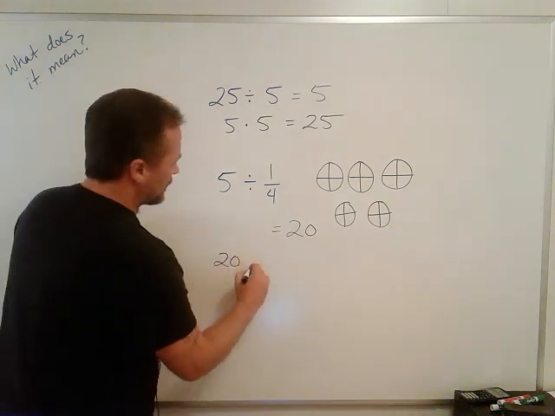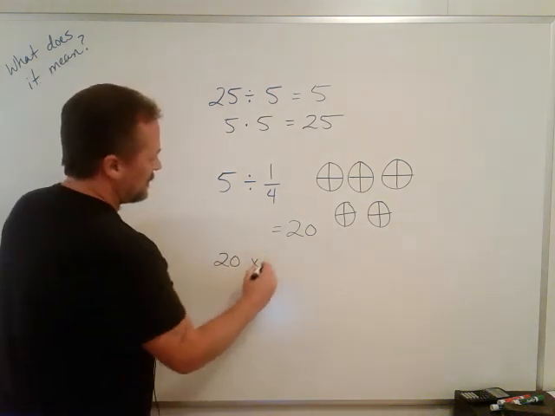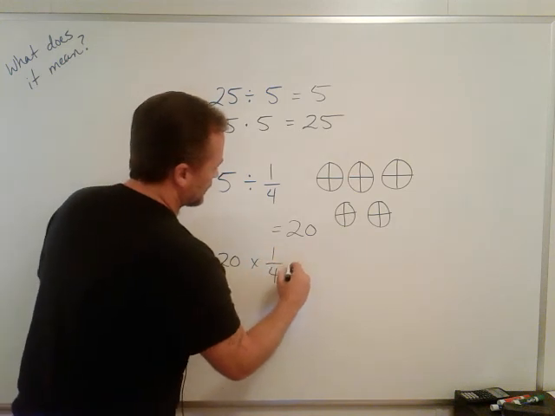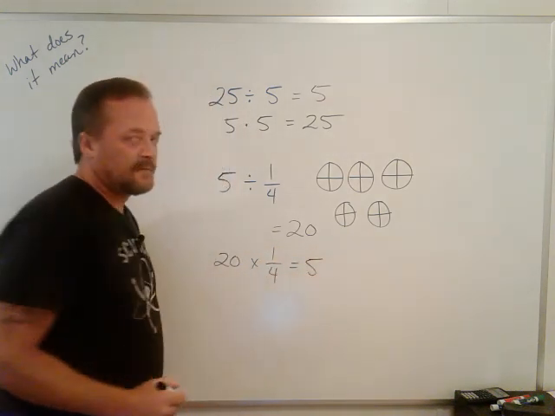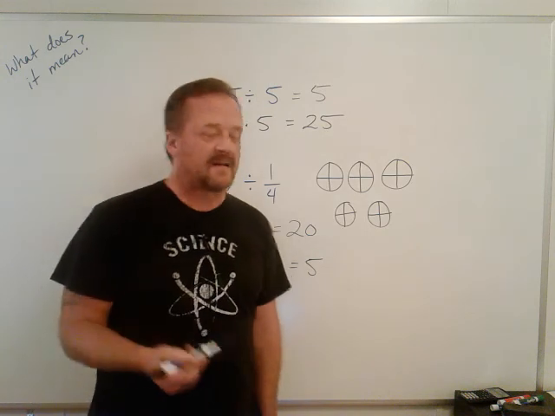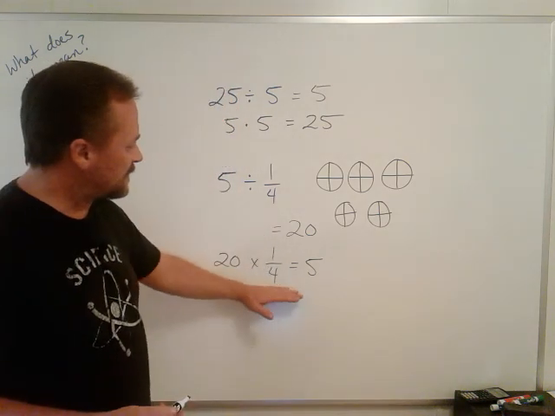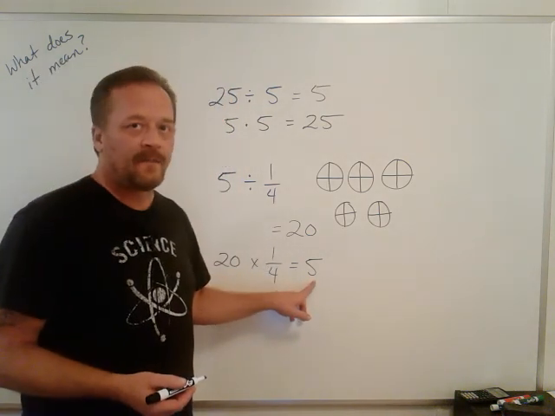If you have a background in multiplication of fractions, then it should make sense that 20 times a fourth equals 5.